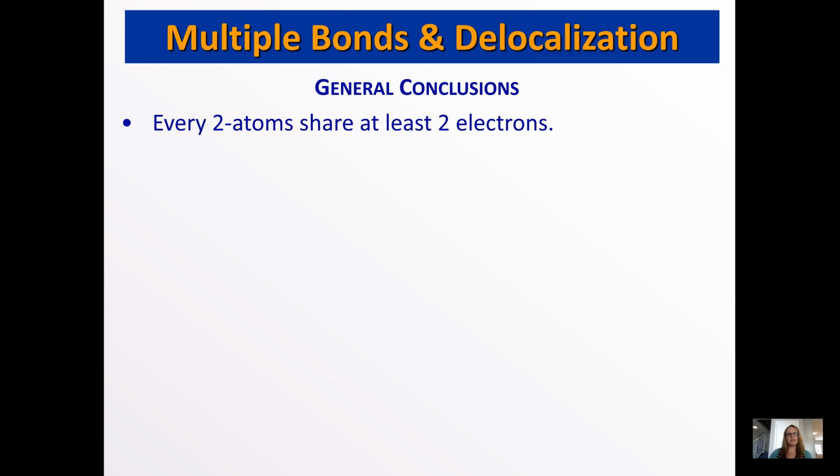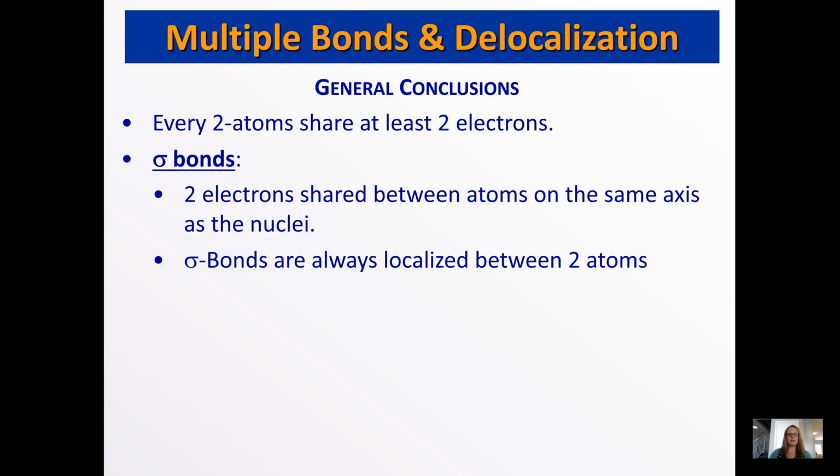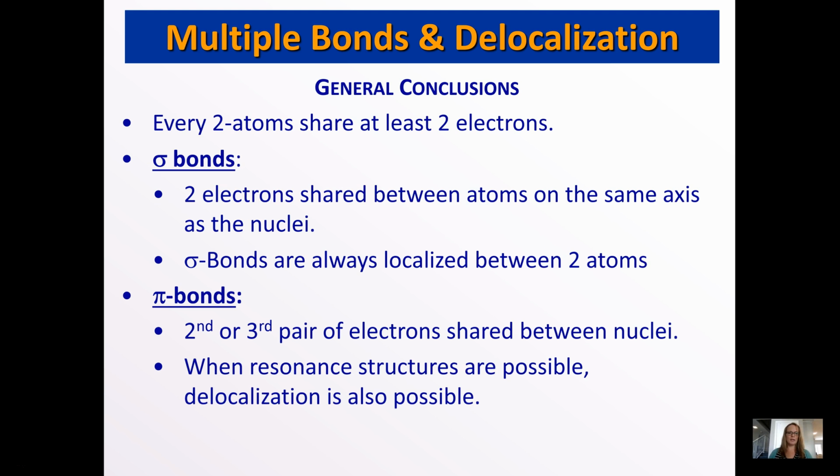A couple of things. We all know that two atoms sharing two electrons is your sigma bond, shared along the same axis. And then we have our pi bonds, where the second and third pair of electrons have to be shared with our unhybridized p orbitals. When you have resonance, delocalization is also possible, like we saw with benzene.